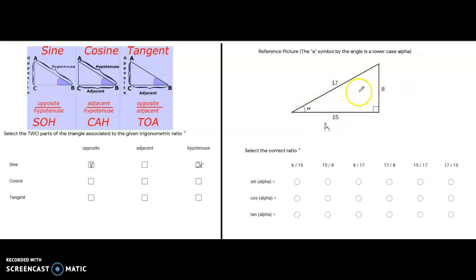The side that is across from the angle is the opposite, so I'm going to put an O right there. And then the side that is across from the right angle is the hypotenuse, so I'm going to put an H. Referring back to our picture over here, sine is opposite over hypotenuse. Opposite is here, so we're going to do 8 over 17. I'm going to find that, it's right here, and I'm going to mark that one as my correct answer. So do the same thing for cosine and tangent.